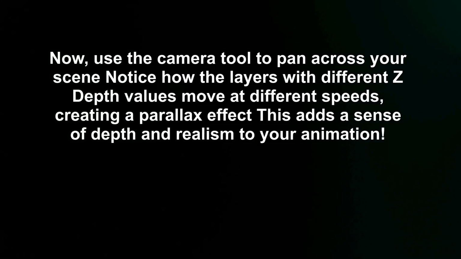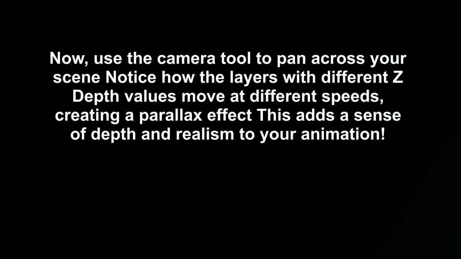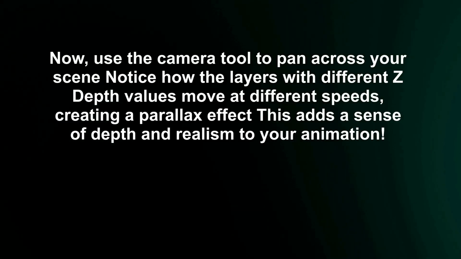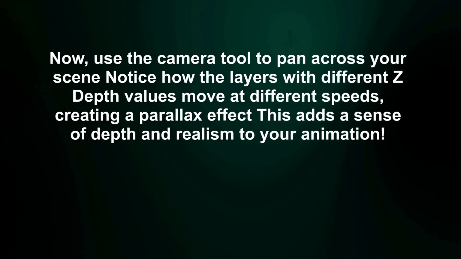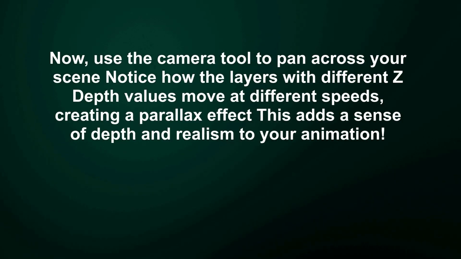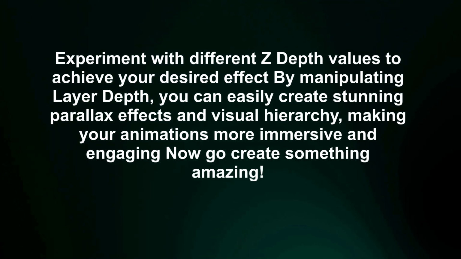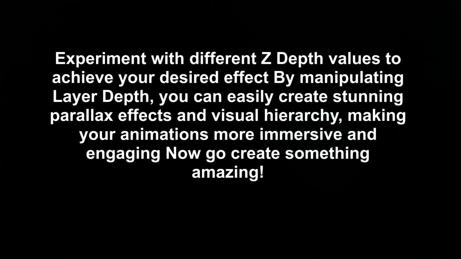Now, use the camera tool to pan across your scene. Notice how the layers with different Z depth values move at different speeds, creating a parallax effect. This adds a sense of depth and realism to your animation. Experiment with different Z depth values to achieve your desired effect.